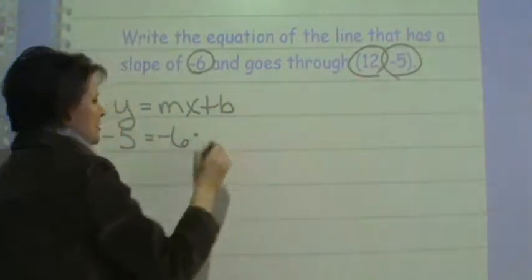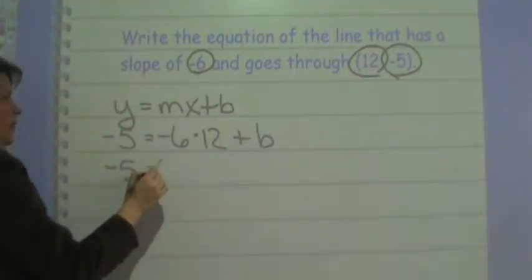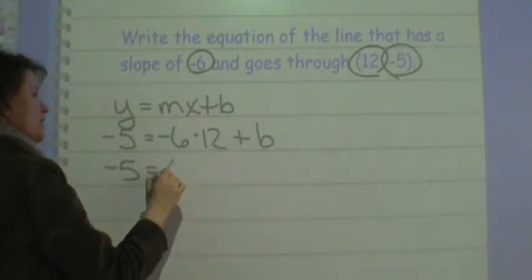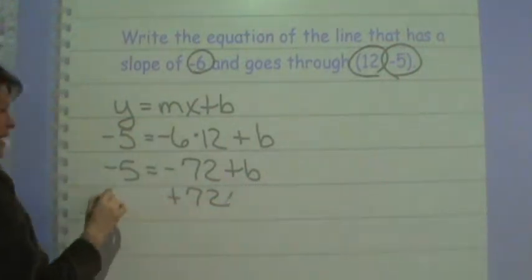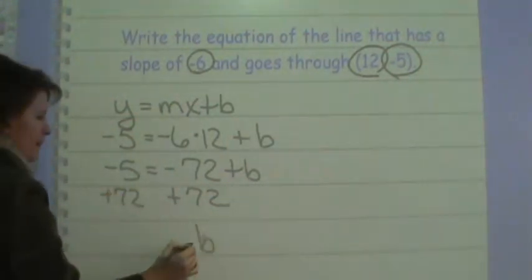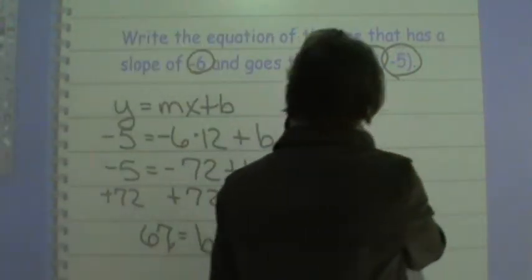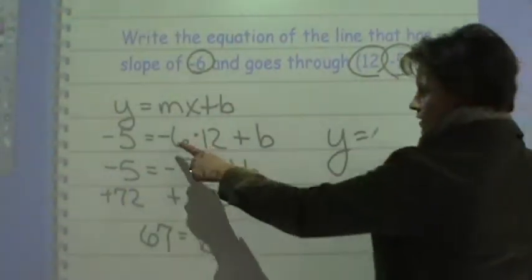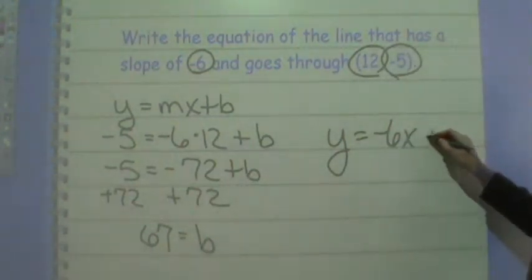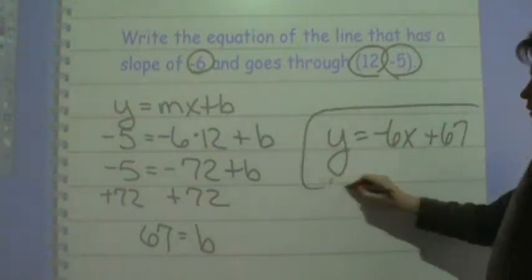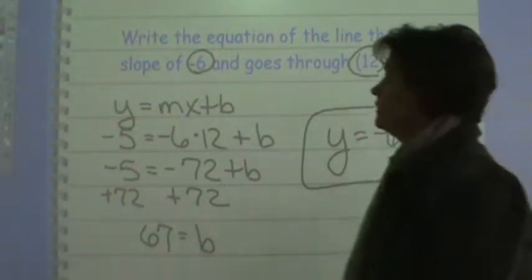This is my x. And we want to figure out what b is. Well, 6 times 12 is 72, so -72. So I add 72. So b equals 67. So my equation, y equals, my slope was -6, and my vertical intercept is 67. Okay, I wouldn't really want to graph that one, but we could. Start at 67, down 6 over 1.